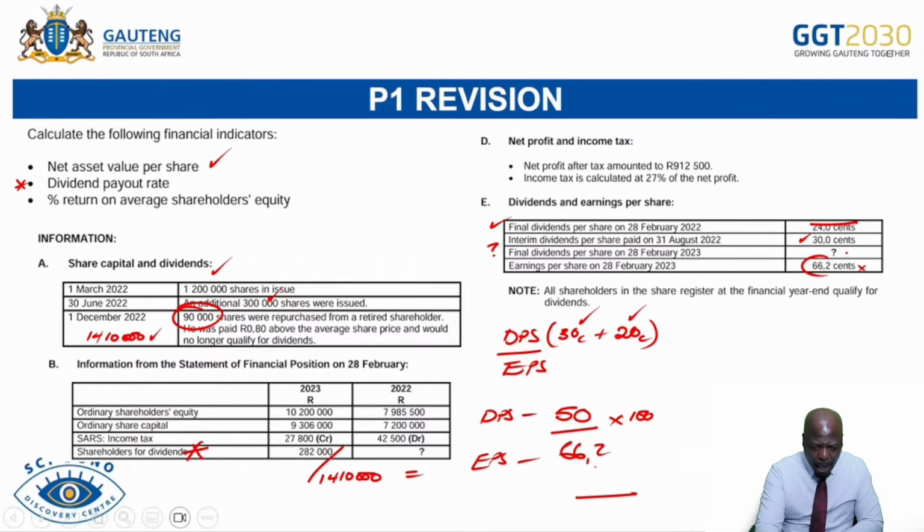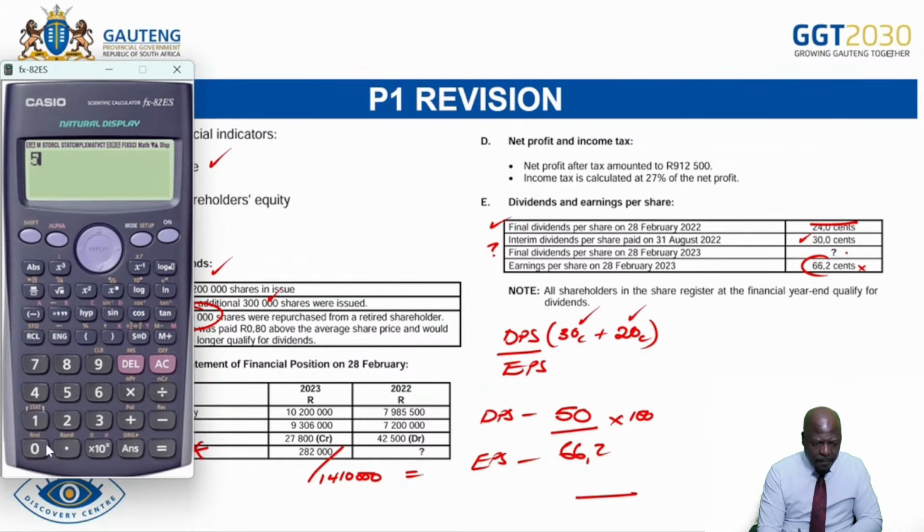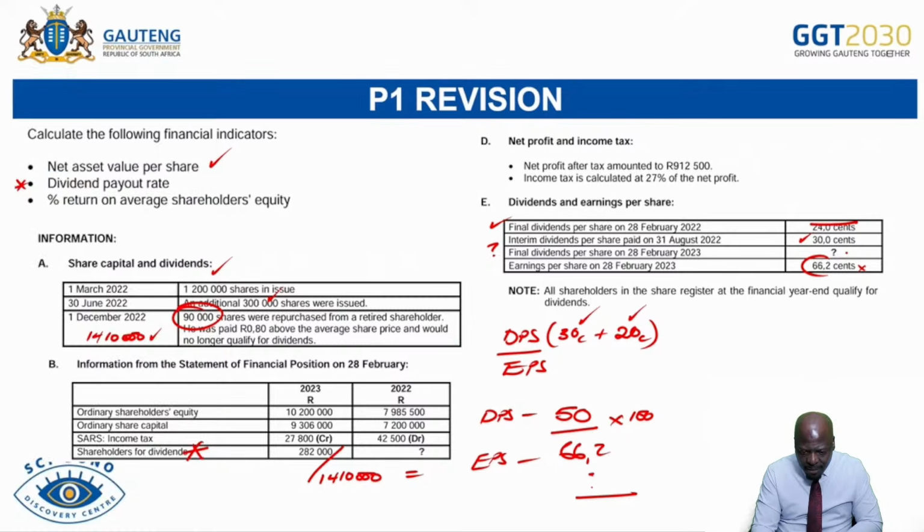So I'm going to say it is my 50 divided by 66.2. And that is going to give us an answer that is, remember, a percentage, Mr. Simbi. And then you end up with 75.5%. The dividend payout rate. In this year, the directors have declared 75.5% of earnings as dividends. 75.5% of earnings were paid as dividends.